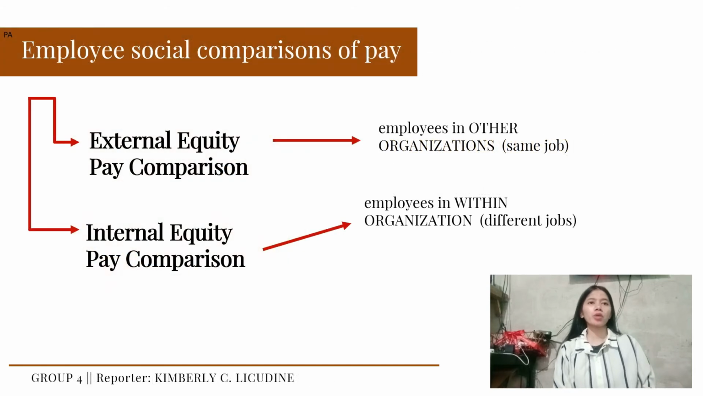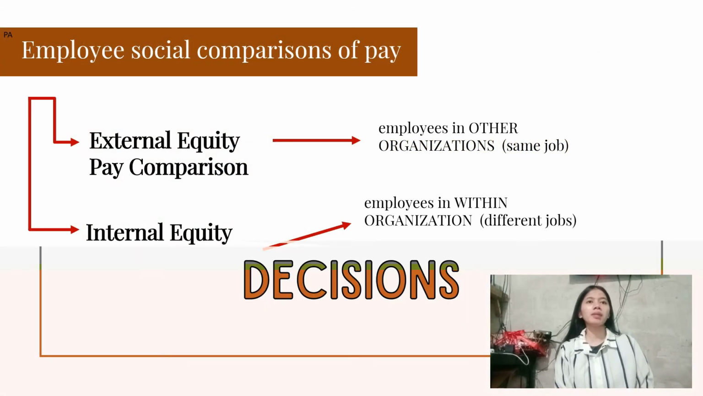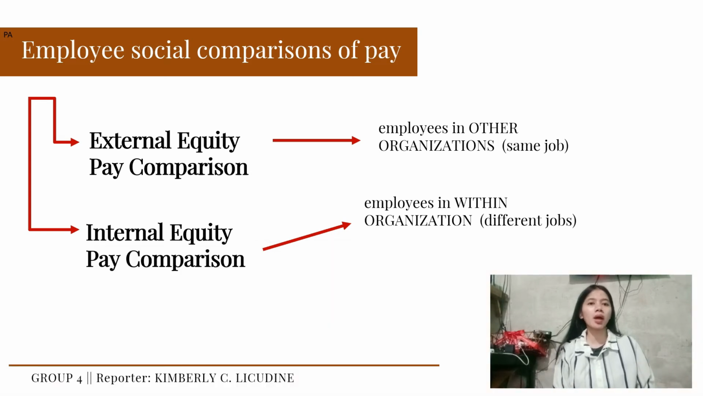There are two types of employee social comparisons of pay, namely external and internal equity pay comparisons. External equity pay comparison explains that external competitiveness is a functional area and it refers to the pay comparison with competitors, as it focuses on what employees in other organizations are paid for doing the same job. This has significant influence as this affects the current employee's decision whether to stay or not, as well as the applicant's decision whether to accept the job offer or not.